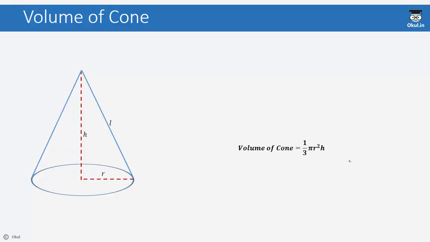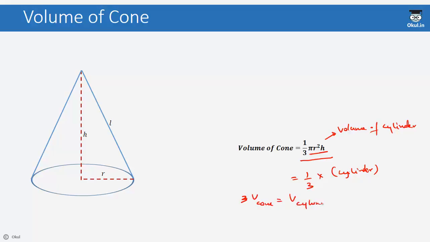So we have the result, directly, and here we see that pi r square h is what? Pi r square h is the volume of the cylinder. So we can conclude that the volume of the cone is 1 by 3 times the volume of the cylinder. Or we can also conclude that 3 times the volume of the cone is equal to the volume of the cylinder.